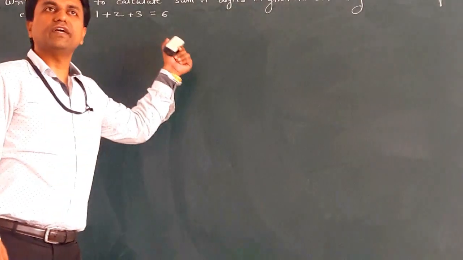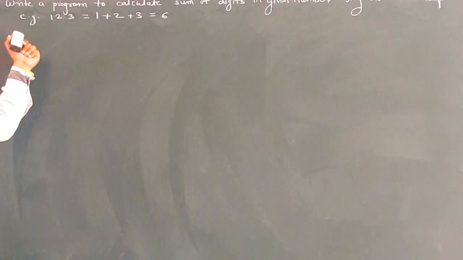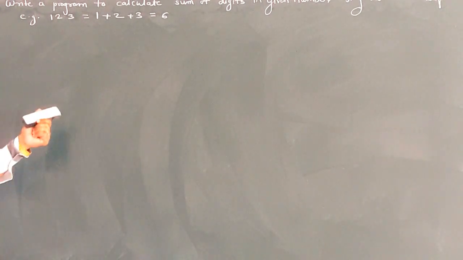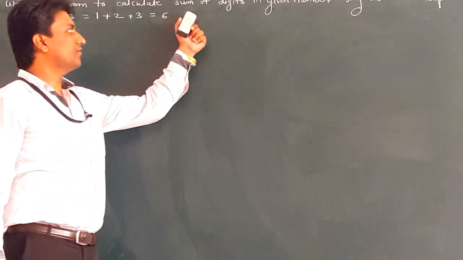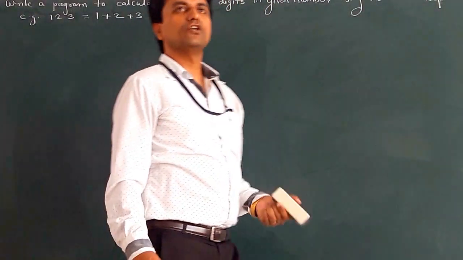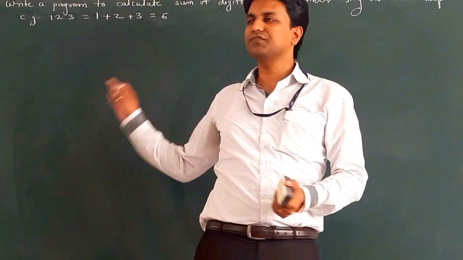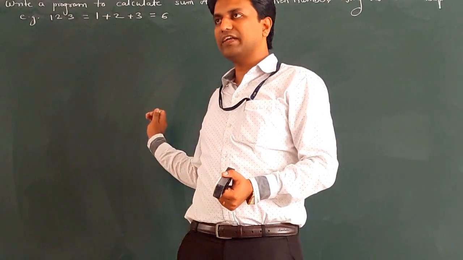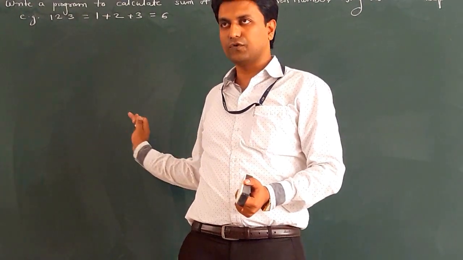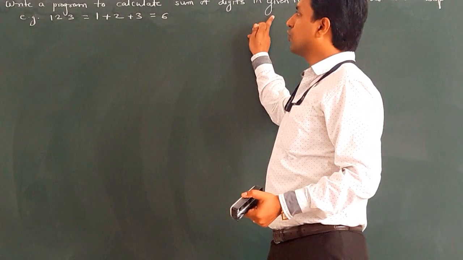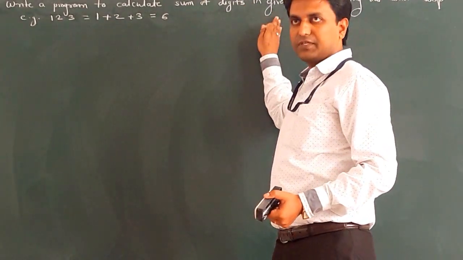Okay, so today we will start with a new problem statement. The problem statement is: write a program to calculate the sum of digits in a given number using a do while loop. So first we study the syntax of the do while loop and its execution flow. Then we can write code for this problem statement.